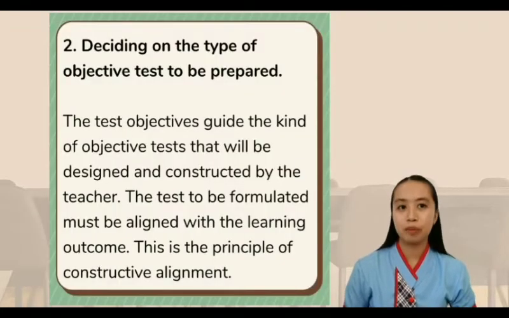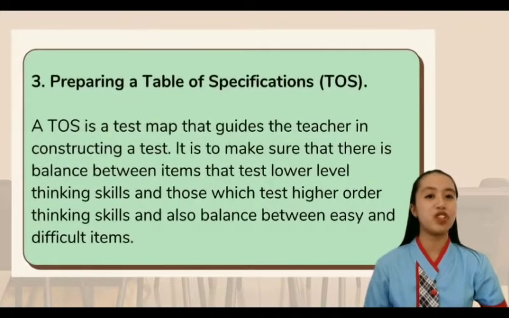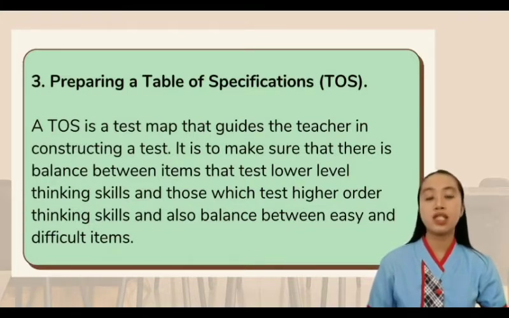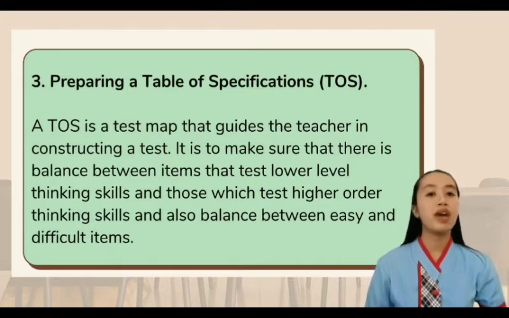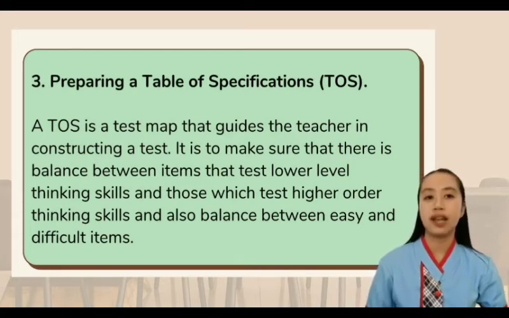The third one is to prepare a table of specifications or the TOS. A TOS is a task map that guides the teacher in constructing a test. It is to make sure that there is a balance between items that test lower level thinking skills and those which test higher order thinking skills, and also a balance between easy and difficult items.